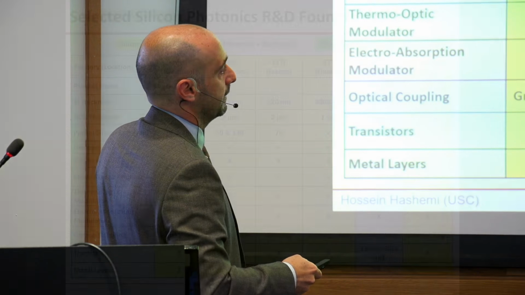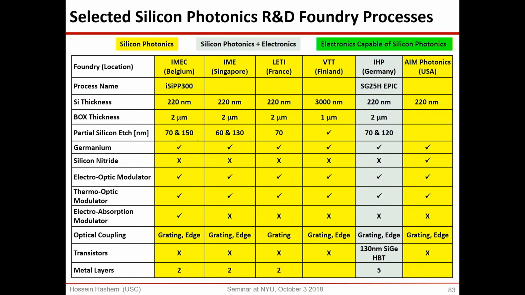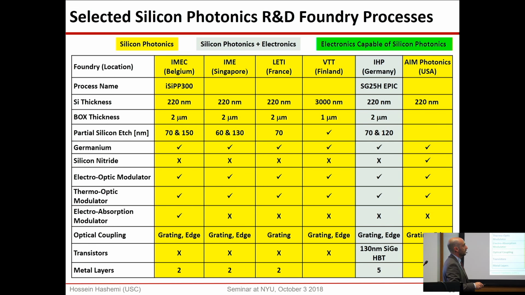How do I make it fabricated? Now that's a more interesting question. So if you're interested in R&D, there are quite a bit of places, unfortunately most of them in Europe, and color codes indicate different things. When you see yellow, that means that these foundries only give you silicon photonics, no transistors. So you don't have any electronics, you can only have photonics. And if you have this color, which is only IHP in Germany, they give you silicon photonics and electronics together. So you can go to any of these places and they will make something for you.